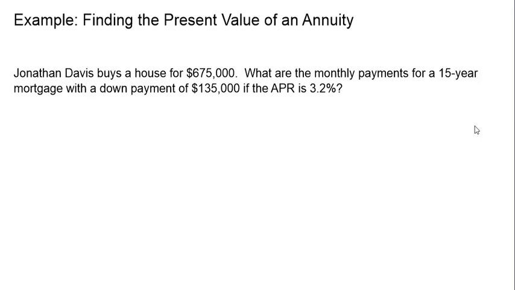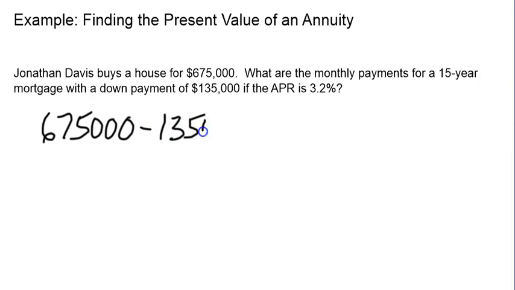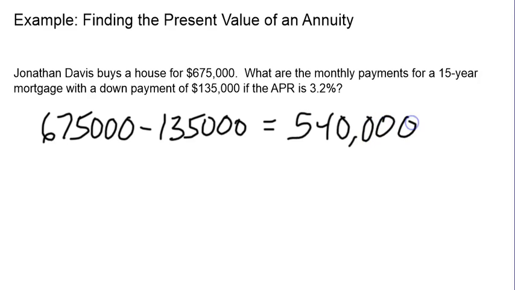So we're going to take $675,000 and subtract that down payment. So if we do that, we get $540,000. So that's how much his loan is going to be worth. So if we use our present value equation, we have $540,000 is equal to R. R is what we're looking for, the monthly payment in this case.